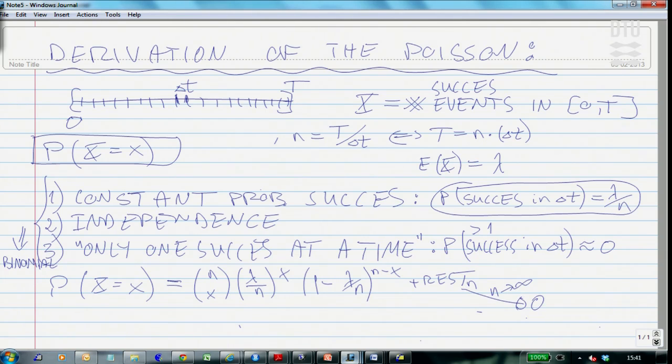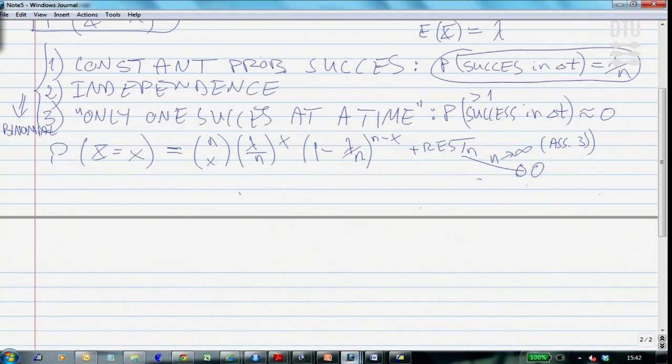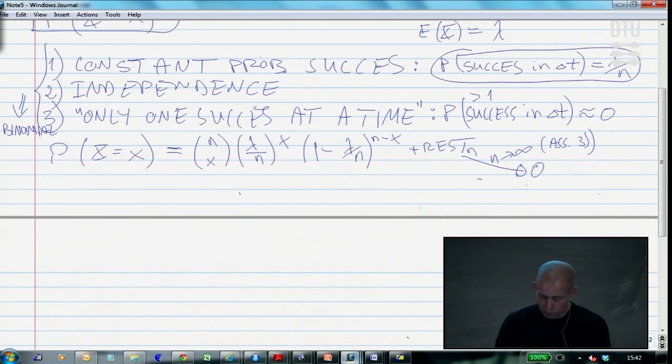Letting n tend to infinity, like having more and more small intervals, is like making the intervals smaller and smaller. And due to assumption 3, this rest will disappear. So since the rest disappears, this probability will be the right probability, but we have to look at this part and see what happens when n is tending to infinity. That is kind of a mathematical analysis challenge here. What actually happens here? We need to rewrite it just a little bit to realize that.